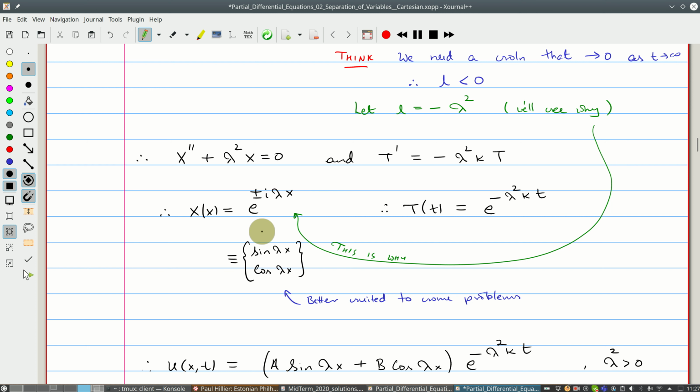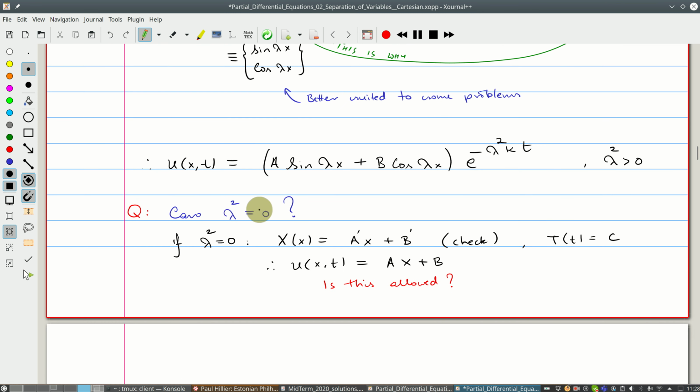Now, if you're dealing with real problems, where diffusion is happening in real space, then keeping the complex exponentials is not a good idea. You might want to switch to the sines and cosines. This is up to you. Both solutions are, of course, mathematically identical. So what we are going to do here then is to write our general solution. U of x comma t is (A times sine lambda x plus B times cosine lambda x) in brackets times this exponential in time, e to the minus lambda squared kappa t, where lambda squared is greater than 0.